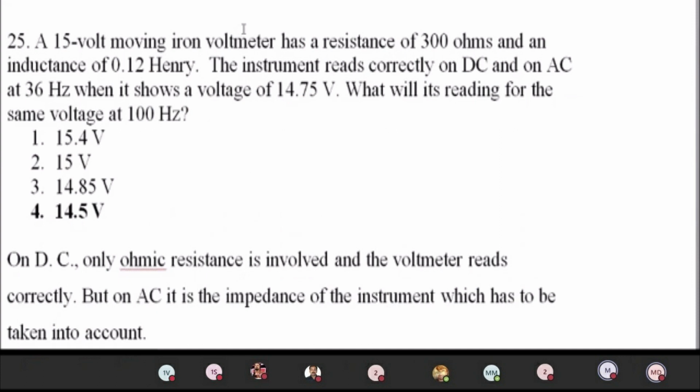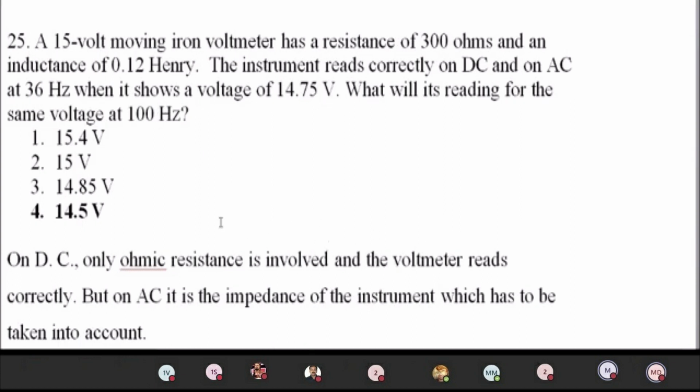The next question: a 15 volt moving iron voltmeter has a resistance of 300 ohms and an inductance of 0.12 Henry. The instrument reads correctly on DC and on AC at 36 Hz when it shows a voltage of 14.75. What will its reading be for the same voltage at 100 Hz? Here the supply has been used as both DC and AC, and in this question they are increasing the frequency. For this corresponding frequency we have to find the reading, that is, what will be its reading for the same voltage at 100 Hz.